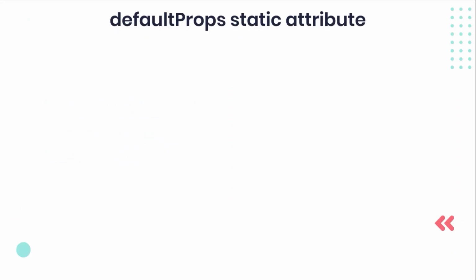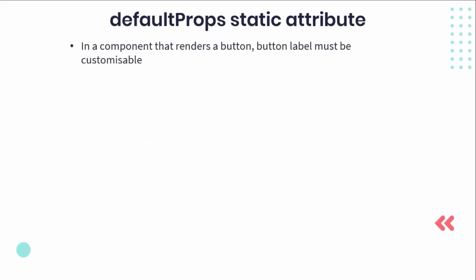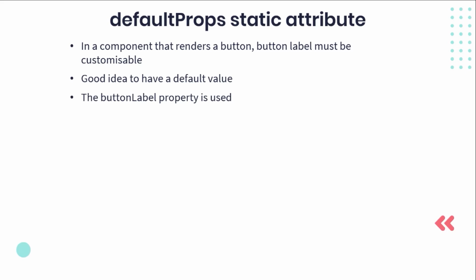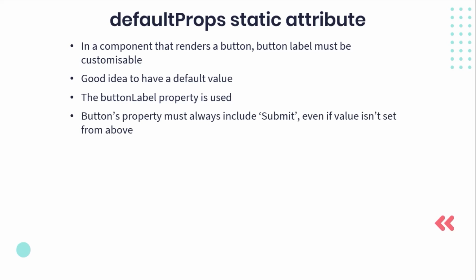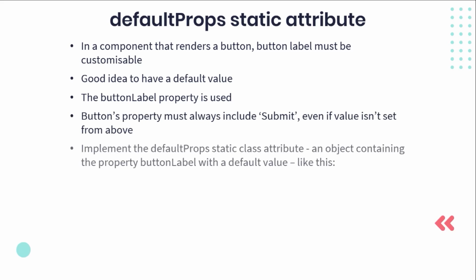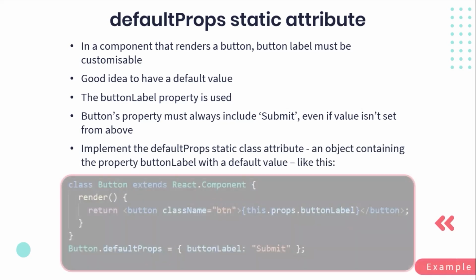To illustrate defaultProps a little bit further, let's say we have a component that renders a button. Typically, buttons have labels, but those labels need to be customizable. In case the custom value is omitted, it's good to have a default value. The button's label is the buttonLabel property, which we use in render's return statement. We want this button's property to always include submit, even if the value isn't set from above. So to do this, we implement the defaultProps static class attribute, which is an object containing the property buttonLabel with a default value, like this.